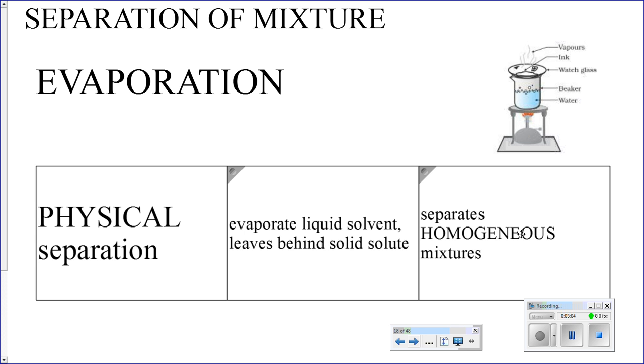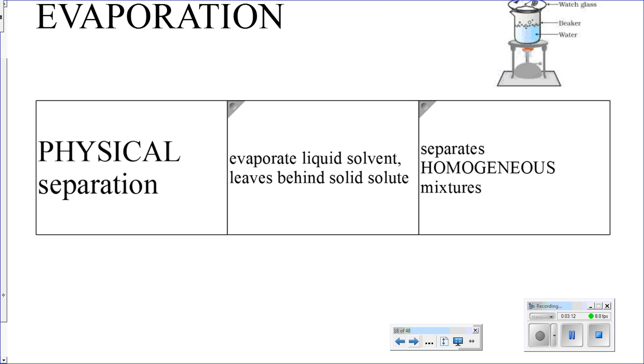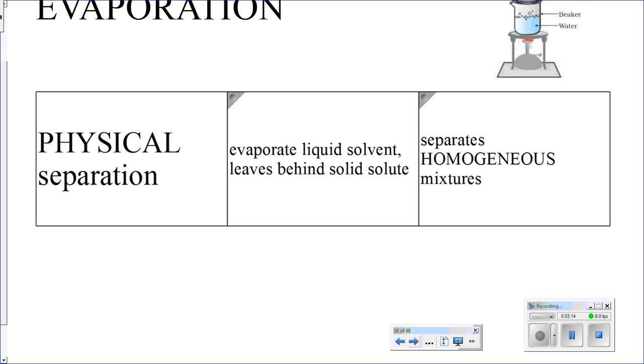This is useful because it's going to separate homogeneous mixtures. If your particle size is similar, but you do have different boiling points, which frequently you do, this physical separation will work perfectly. You just boil away that water or liquid and leave behind your solid solute.